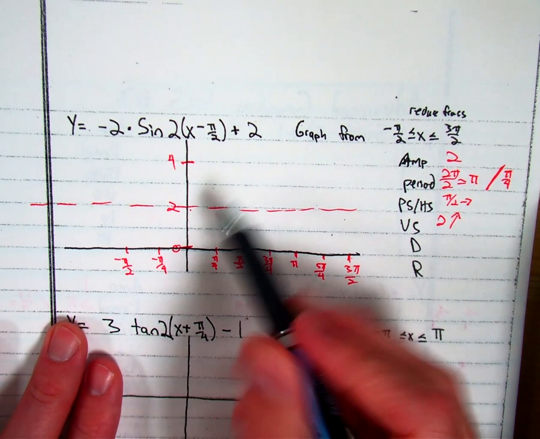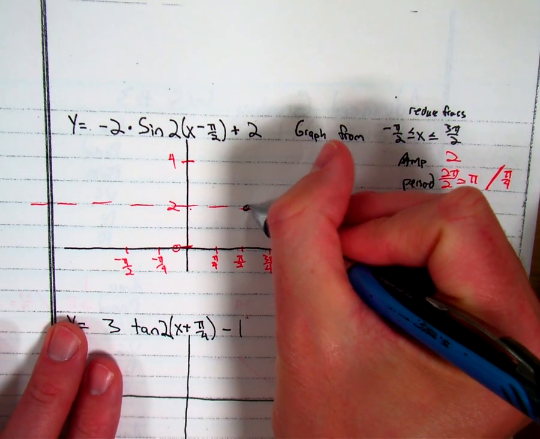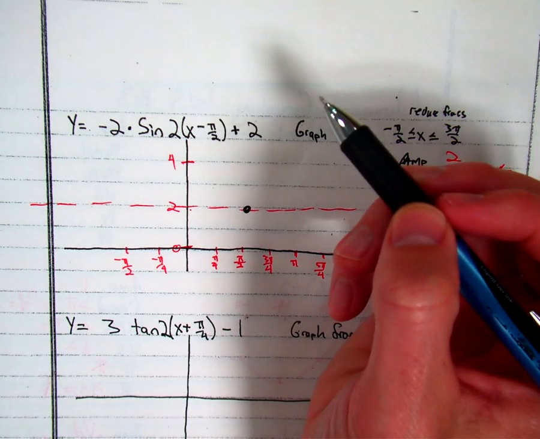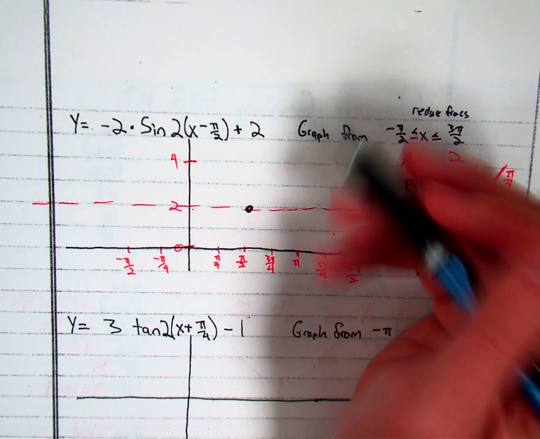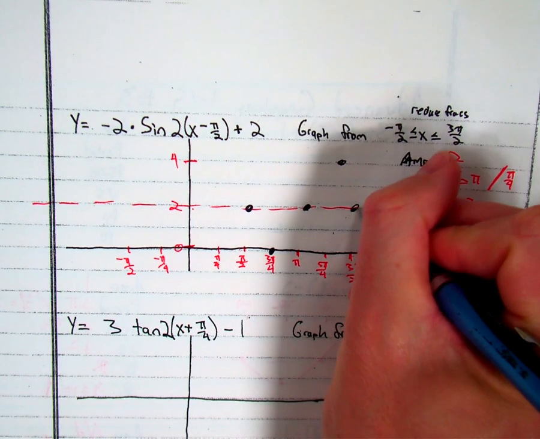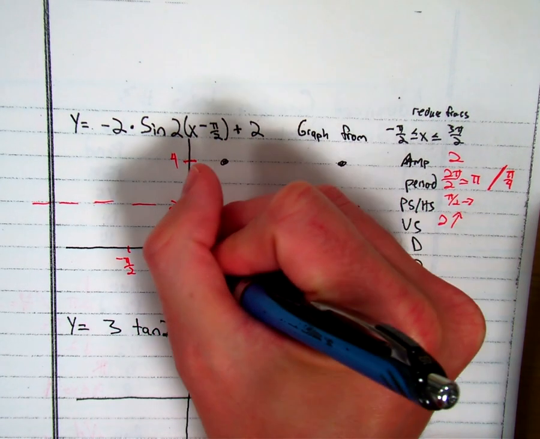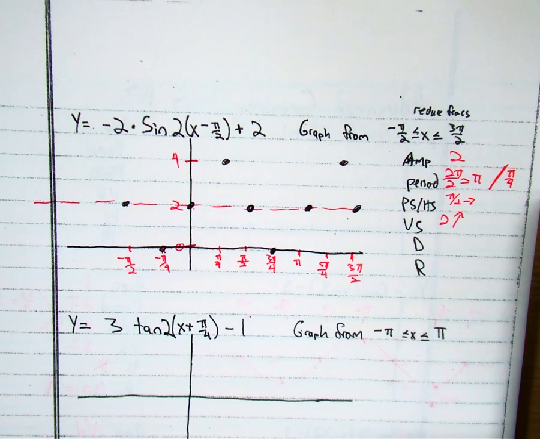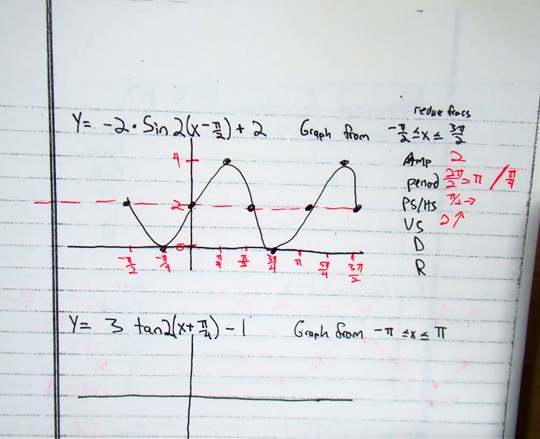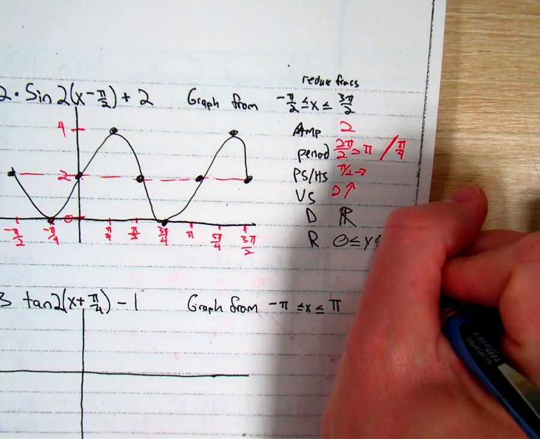Okay. Sine would normally start on the middle at 0. We're pi over 2 to the right. So we're going to start here. Sine would normally go up. We have a negative multiplier, so we're going to go down first. So down, middle, up, middle. Reversing, we're going to be up, middle, down, middle. And do our best to curve that out. Okay, our domain should be all real numbers, and our range, we're bouncing back and forth between 0 and 4.